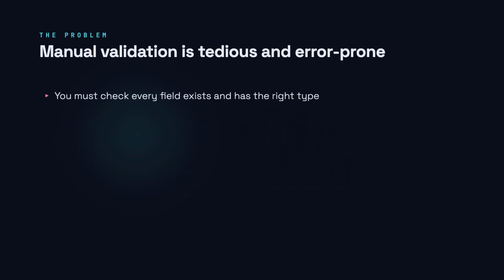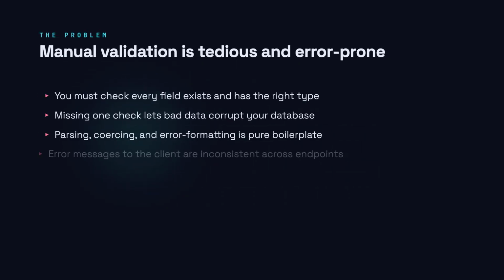Before FastAPI, handling a POST request meant writing a wall of defensive code. Pull the JSON body, check that each key exists, verify the value is the right type, coerce strings to integers, and then craft a useful error response if anything was wrong. Every endpoint repeated that same tedious pattern, and skipping even one check was a silent bug waiting to corrupt your database or crash your service.